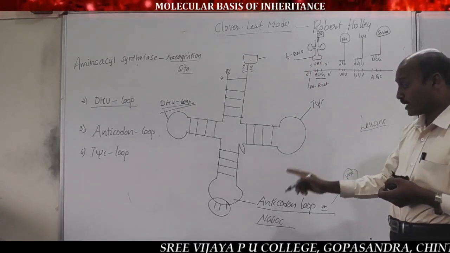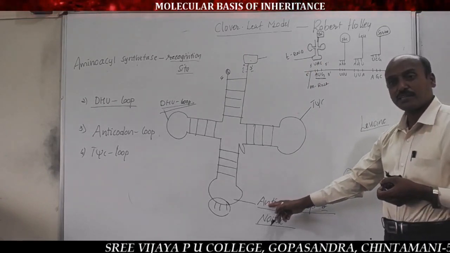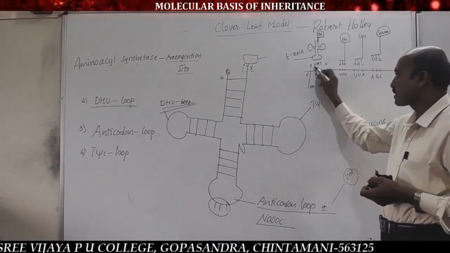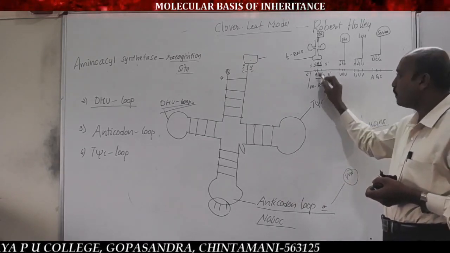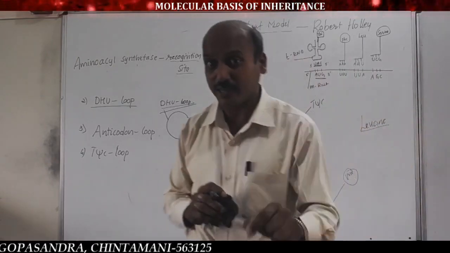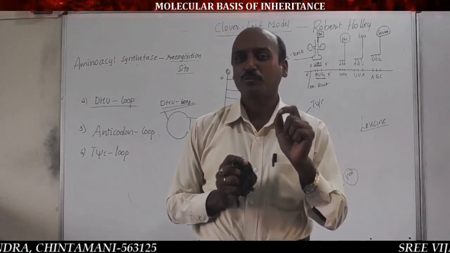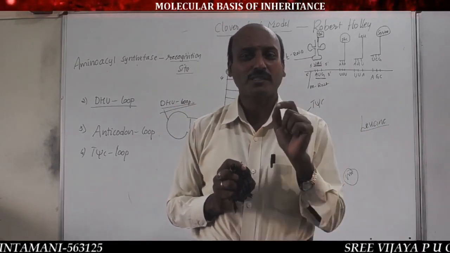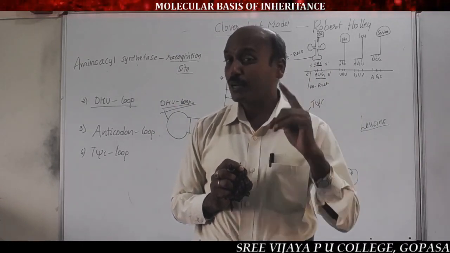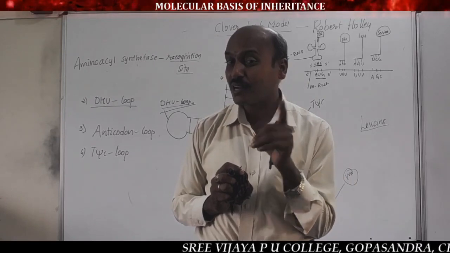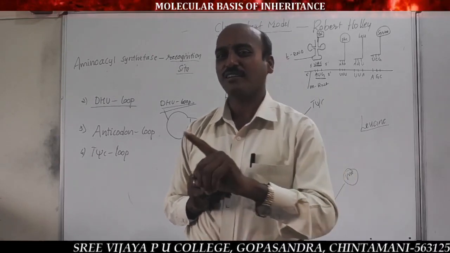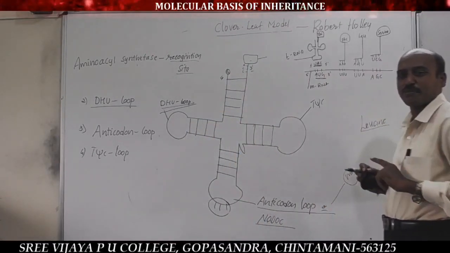A group of 3 nitrogen bases present on the anticodon loop of the tRNA is called anticodon. It is opposite to the mRNA. And one more piece of information for NEET and CET exams: the anticodon of tRNA is similar to the antisense strand of DNA, except with uracil in place of thymine. You must remember this statement.